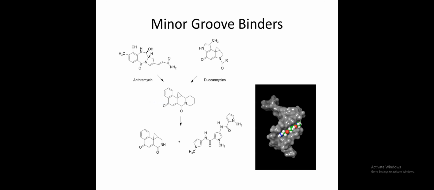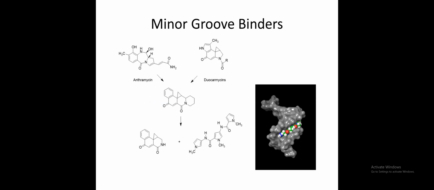They've shown interesting activity as anti-cancer agents. In both cases, they form a covalent bond with residues within the minor groove. They're a little bit different. Anthramycin actually forms a covalent bond with guanine, which tends to project out from the minor groove. The duocarmycins actually form a covalent bond with the N3 atom of adenine.